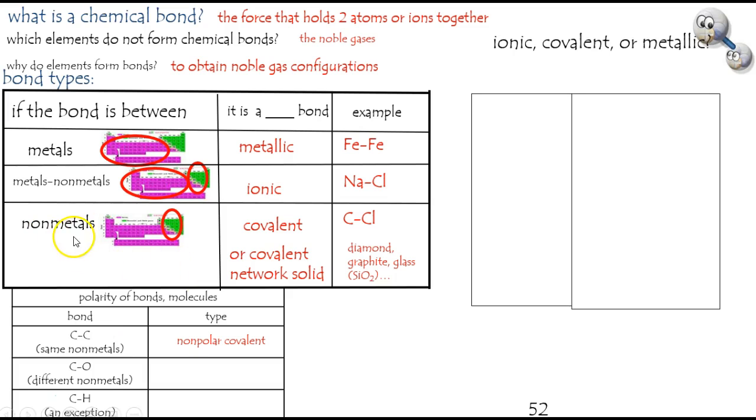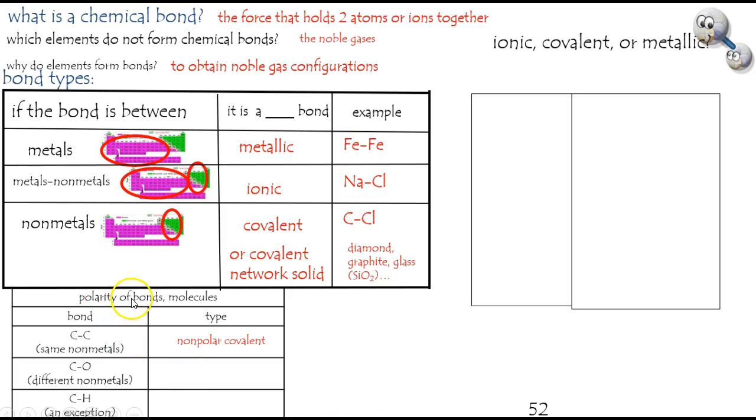By the way, the only other type of bond that we did not mention was similar to metals, where you have sort of an infinite lattice of bonds, but they're not on the metal side, they're on the covalent side. We call those covalent network solids, and that includes things like diamond, graphite, glass.